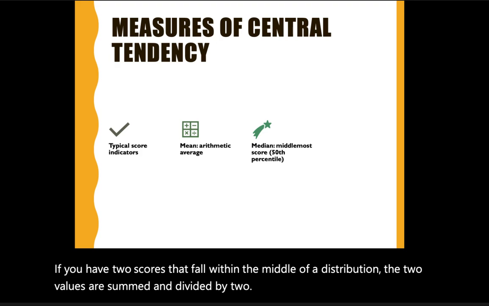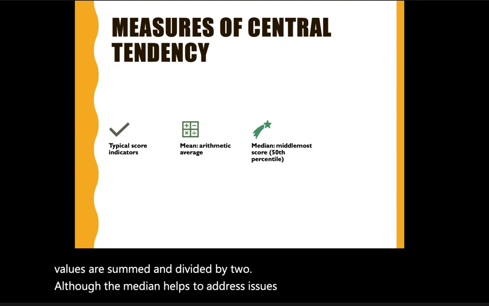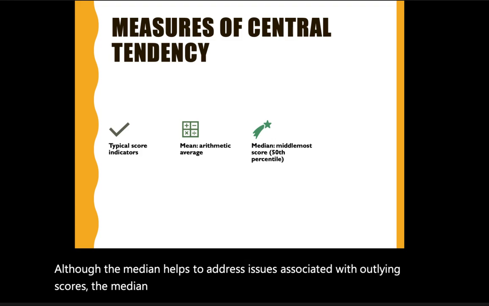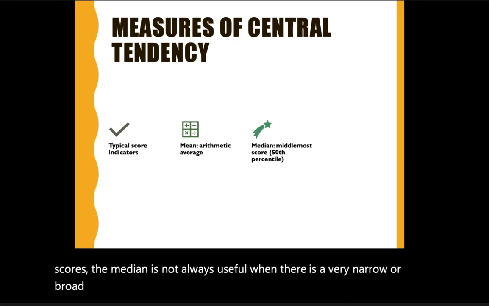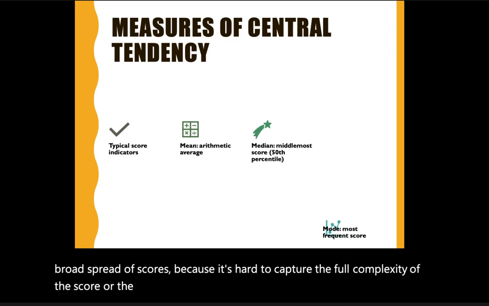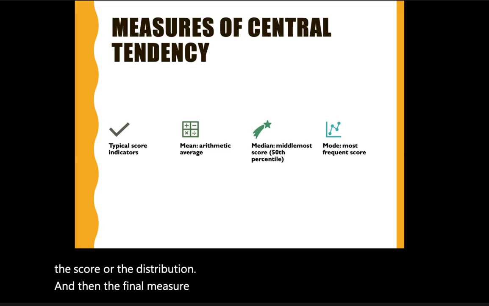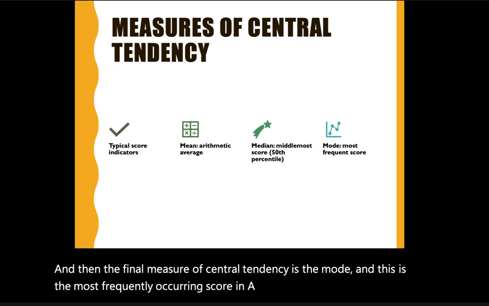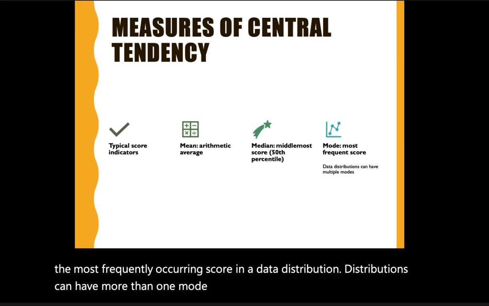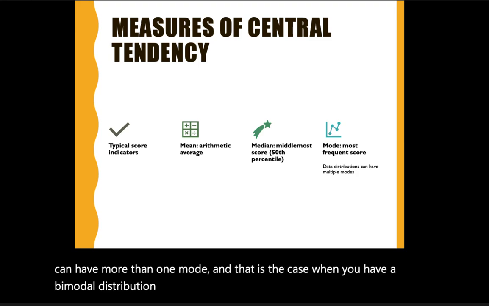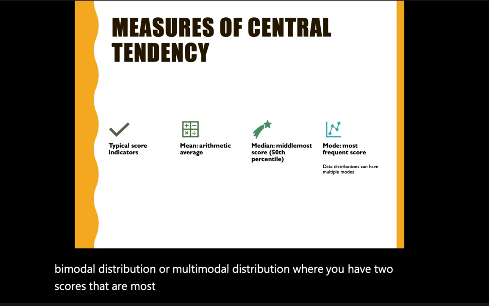Although the median helps to address issues associated with outlying scores, the median is not always useful when there is a very narrow or broad spread of scores because it's hard to capture the full complexity of the distribution. And then the final measure of central tendency is the mode, and this is the most frequently occurring score in a data distribution. Distributions can have more than one mode, and that is the case when you have a bimodal distribution or a multimodal distribution where you have two scores that are most frequently occurring.